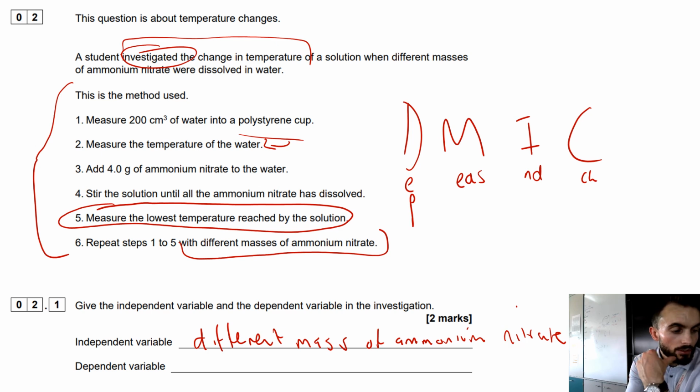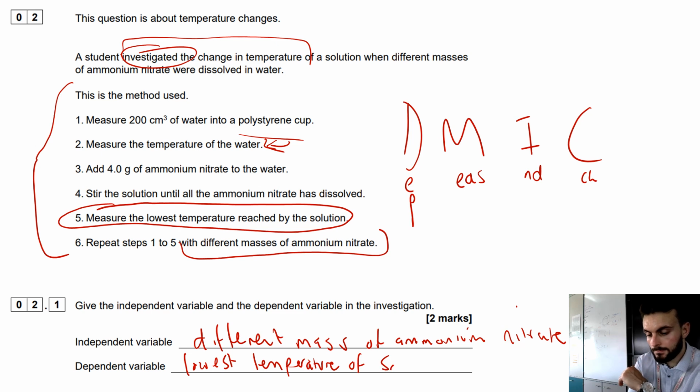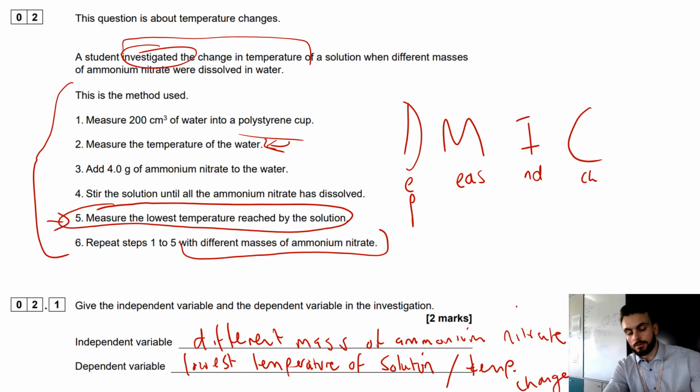With this one, you could think about this as measuring the temperature of the water, because we're trying to keep the water the same temperature to start with to make it fair. You can either put for this one the temperature of the solution, the lowest temperature of solution. You could put temperature change, but that's allowed. But it's mainly this one, is what we are measuring.